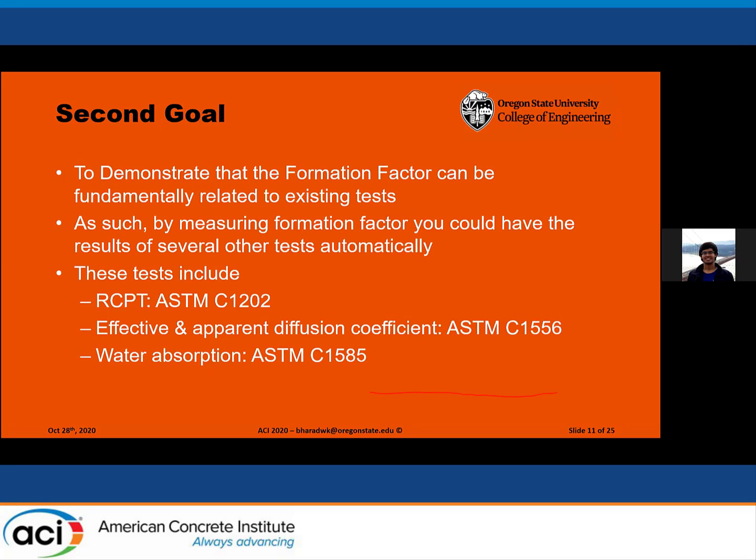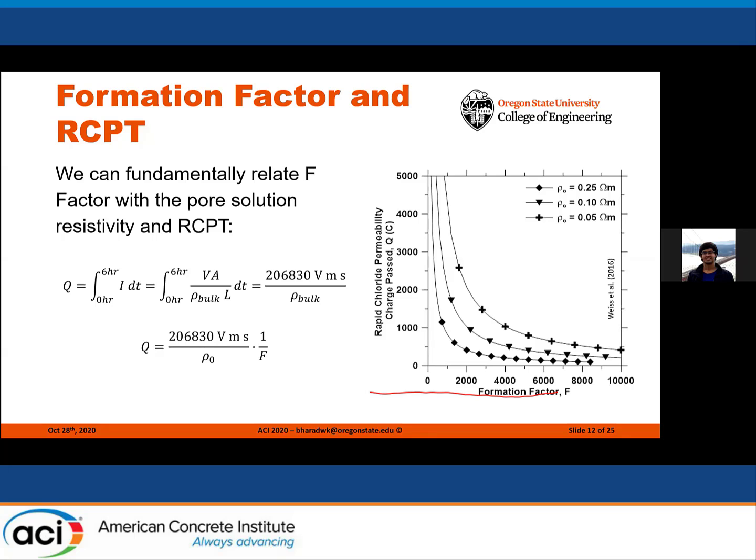The second goal of my talk is to demonstrate that formation factor can be fundamentally related to transport in concrete, which means it can be related to several existing tests such as RCPT, diffusion, water absorption, etc. And as such, by measuring the formation factor, we can have the results of these tests automatically. Let's start with the RCPT.